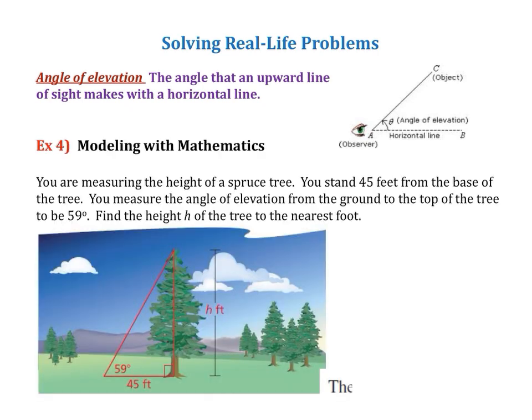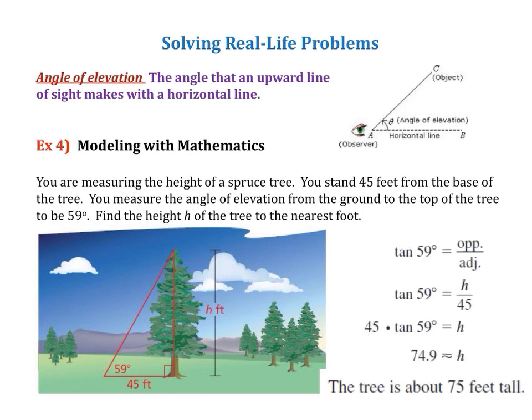Now let's take a look at this example. You're measuring the height of a spruce tree. You stand 45 feet from the base of the tree. You measure the angle of elevation from the ground to the top of the tree to be 59 degrees. Find the height h of the tree to the nearest foot.